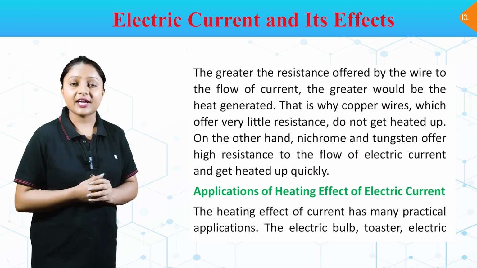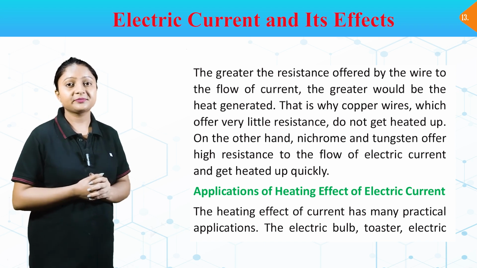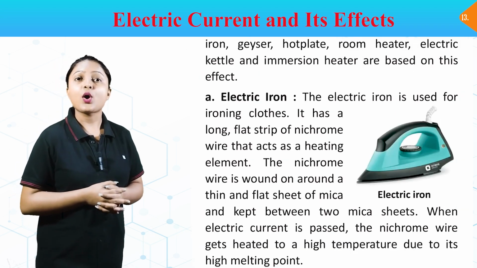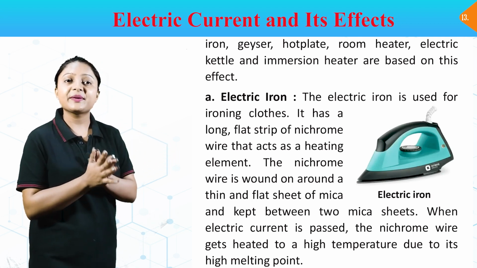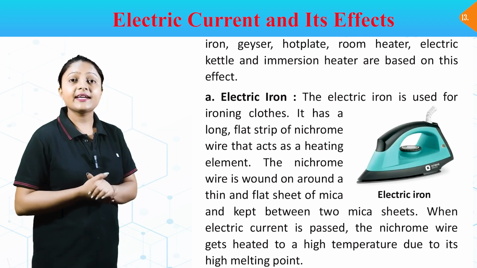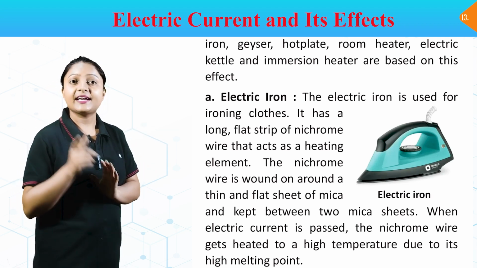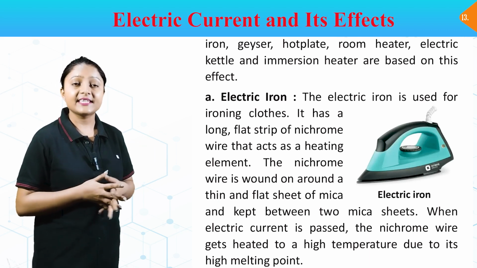The heating effect of current has many practical applications. The electric bulb, toaster, electric iron, geyser, hot plate, room heater, electric kettle and immersion heater are based on this effect. A. Electric iron. The electric iron is used for ironing clothes. It has a long flat strip of nichrome wire that acts as heating element.